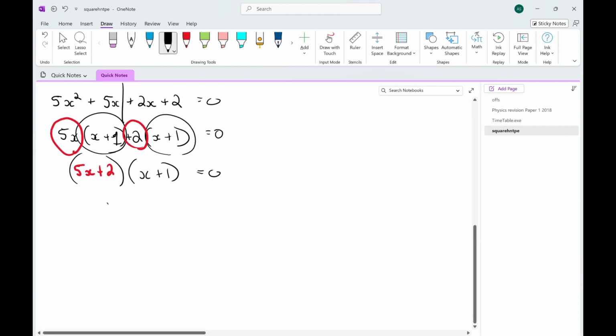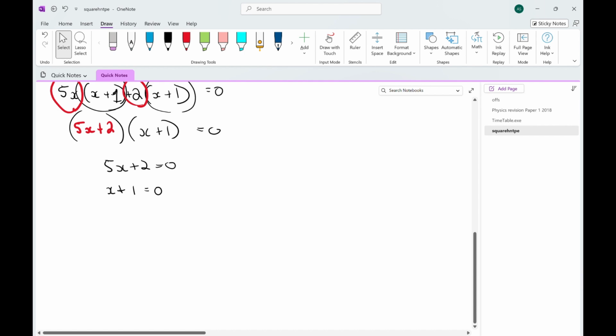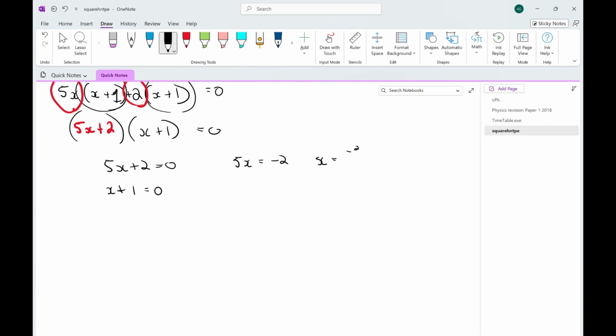Now we do the same thing as earlier. 5x plus 2 equals 0. x plus 1 equals 0. And so we're going to get 5x equals negative 2, so x equals negative 2 over 5. And x is equal to negative 1.